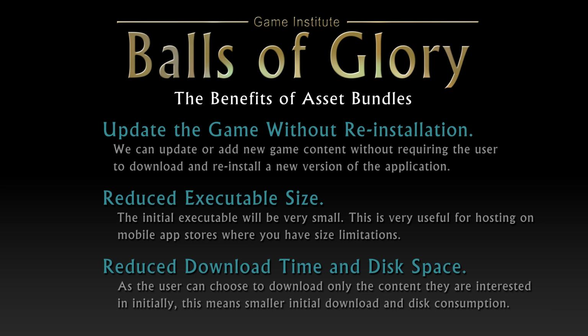In such situations, the App Store can host our tiny executable, which can then download the main game content, the actual themes if you like, when the app is first executed. In fact, each theme in Balls of Glory is represented by 2 asset bundles. The main bundle contains all the scenes and resources used by that theme. These can be optionally installed by the user, as they may be sizable downloads.